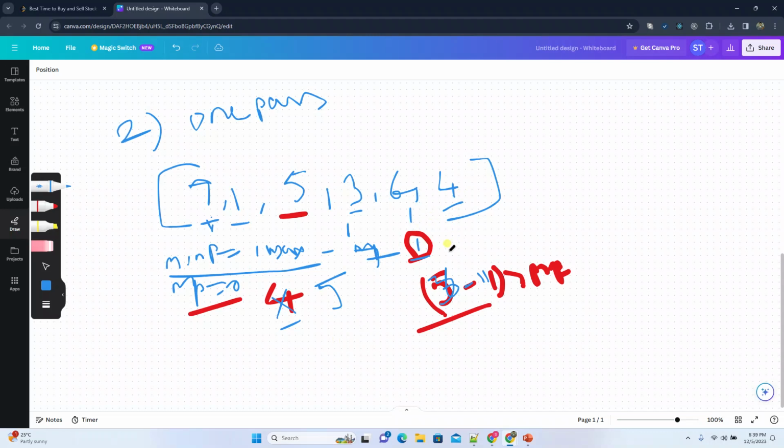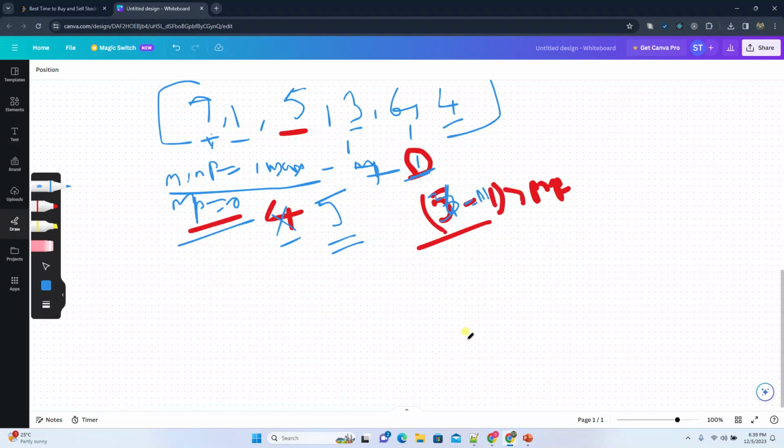Okay. Now I will move here. The minimum value is still 1. Now 4 minus 1 is 3. Is 3 greater than 5? No. So that's why in one pass we can get the maximum profit as 5. So we'll just return the maximum profit 5. That's it. So we can take a second example also for clarification.